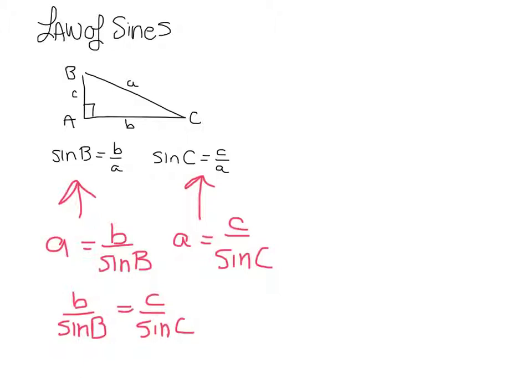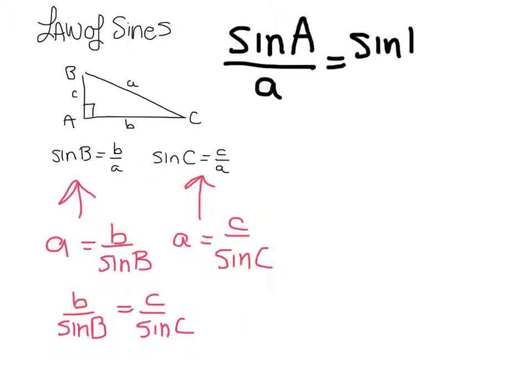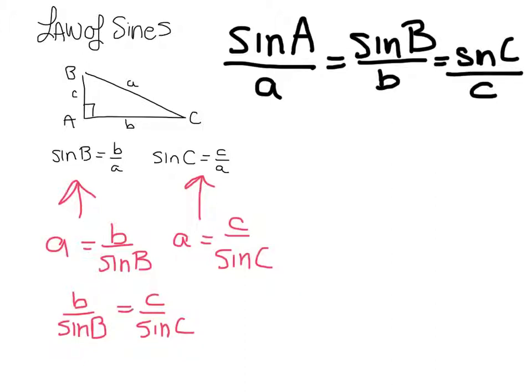And so our law of sines actually looks like this. It says sine of angle A over side a equals sine of angle B over side b equals sine of angle C over side c. And this rule, although I'm not going to prove it right here, actually generalizes to any triangle. And so it doesn't have to be a right triangle. And we'll look at that later. This is just the law of sines.